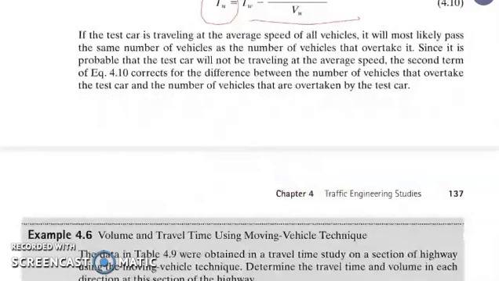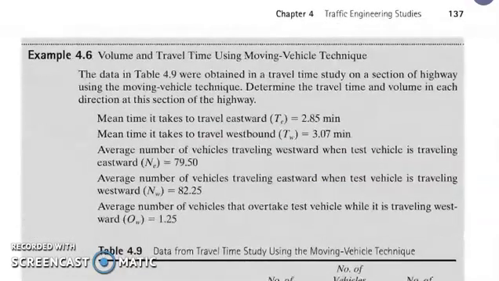So we have here a sample problem. The data in the table for point 9 were obtained in a travel time study on a section of a highway using a moving vehicle technique. Determine the travel time and volume in each direction at this section of the highway.